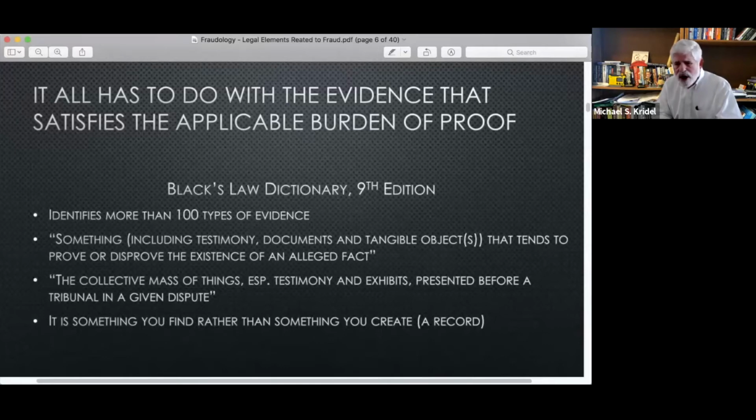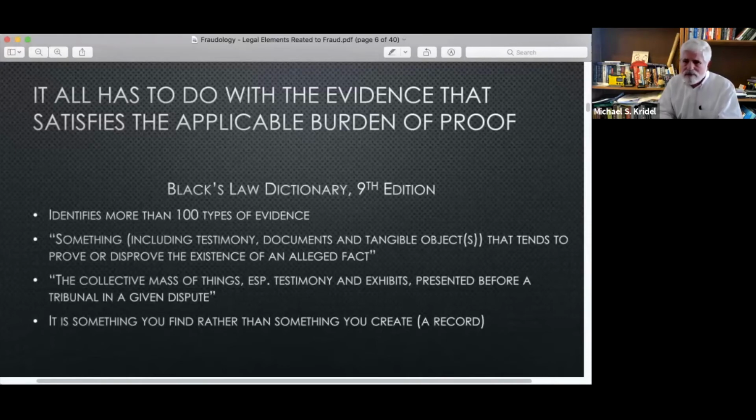Evidence is also a collective mass of things, especially testimony and exhibits for trial. An exhibit for trial is something that you're going to show to the judge or the jury to support the legal argument of your case. So it's the collective mass of things presented before a tribunal in a given dispute. And evidence is something you find rather than something you create. Anything you create is a record or a document. What you find is evidence.